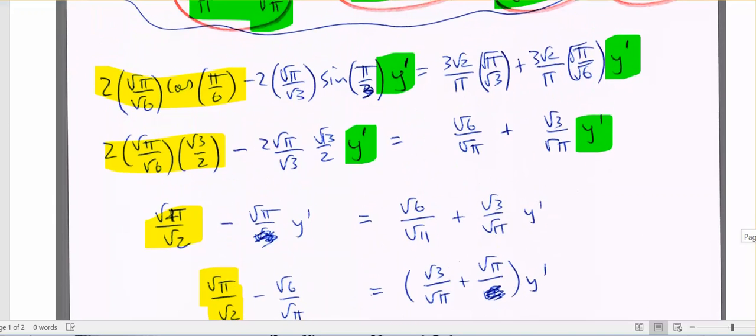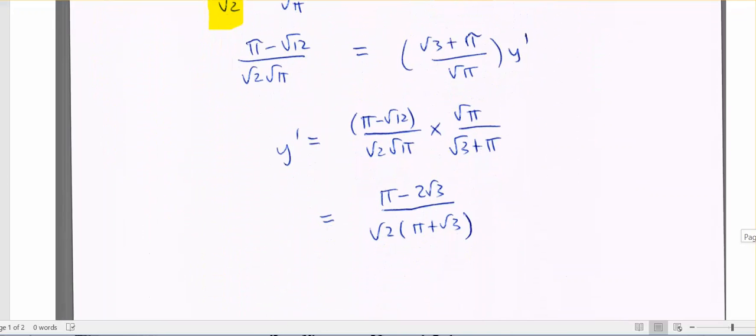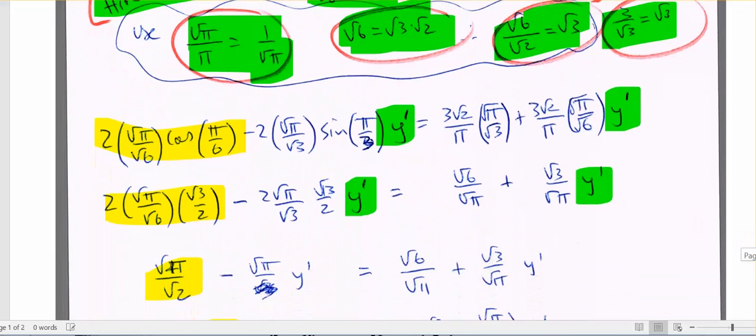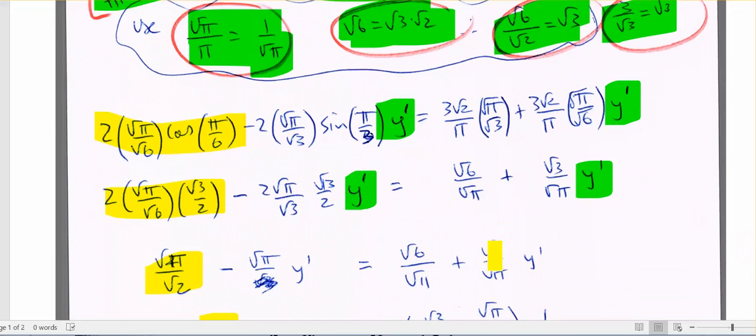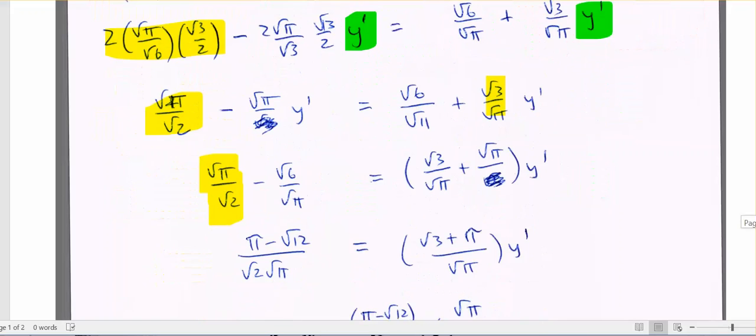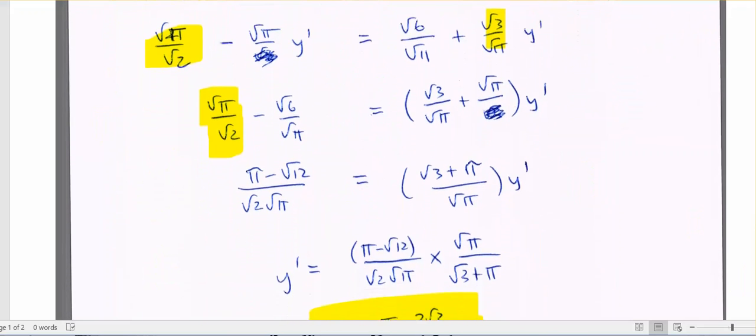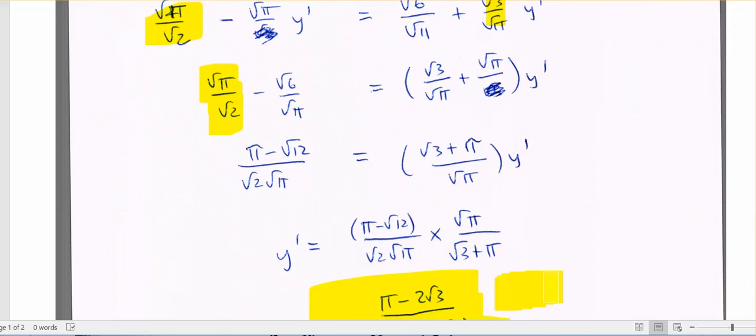And it ends up coming out to a nice answer in 1, 2, 3, 4, 5, 6 lines. 7 lines is my final answer.